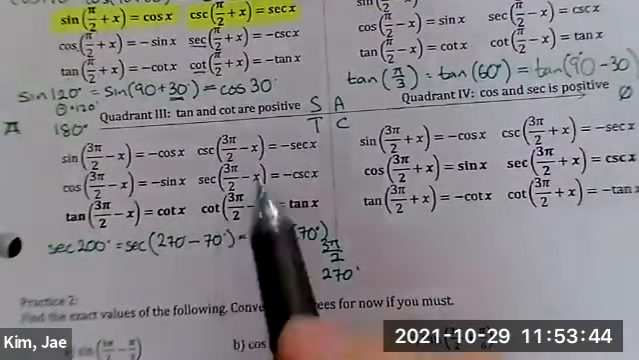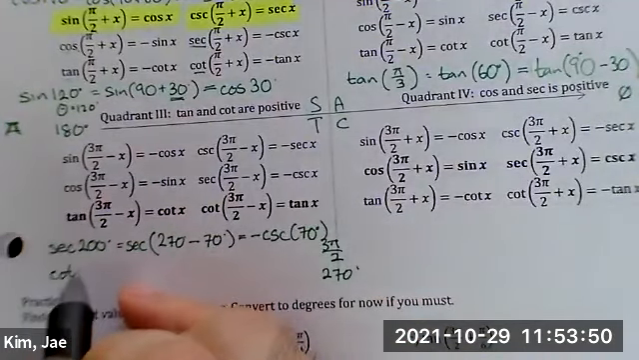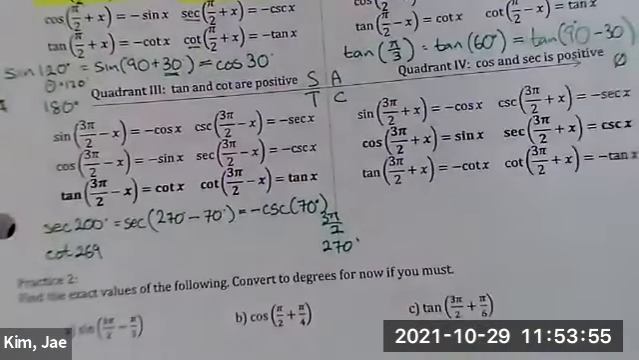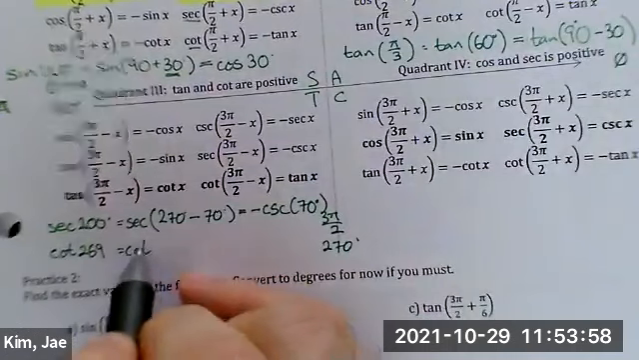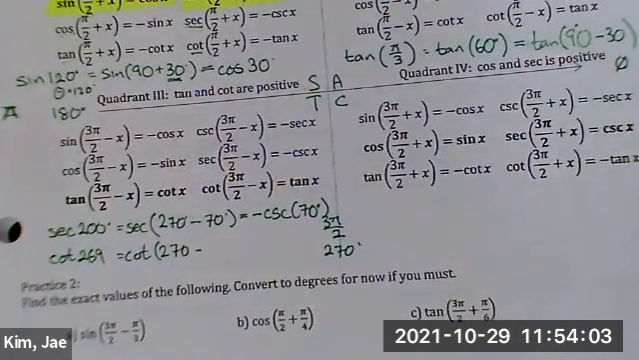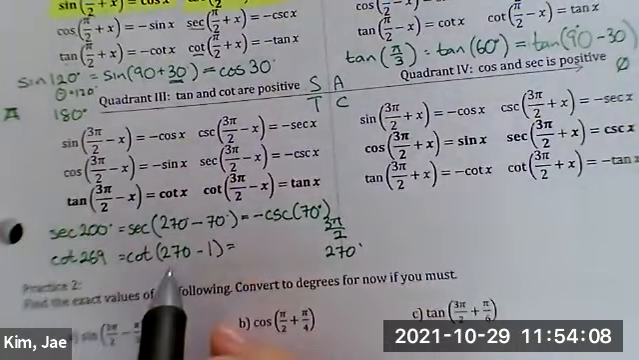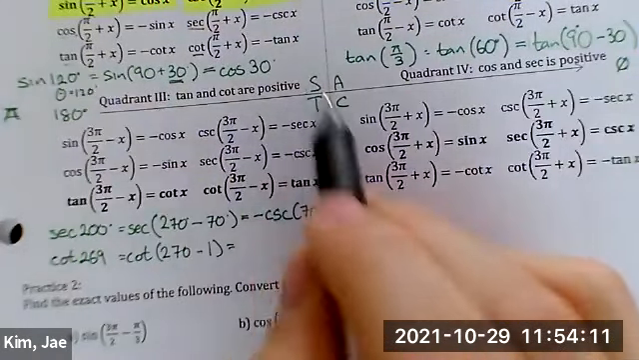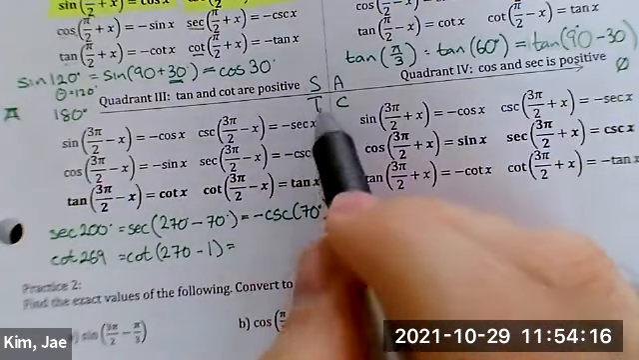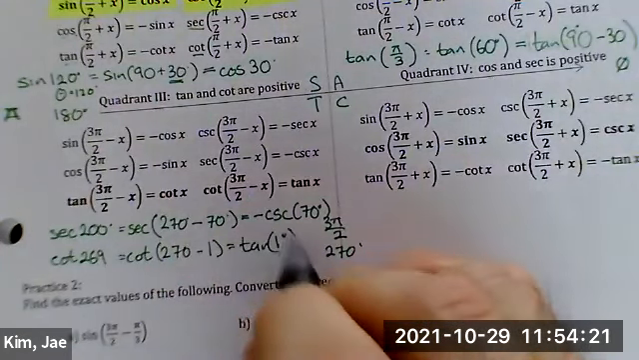Okay, another example. This time let's do tangent. Let's pretend the question gave me cotangent of 269. That can be rewritten as cotangent of 270 minus some angle, 1. And so when I convert that to tangent, remember that in quadrant 3, any ratio that is a tangent, so tan and cotan, remain positive.